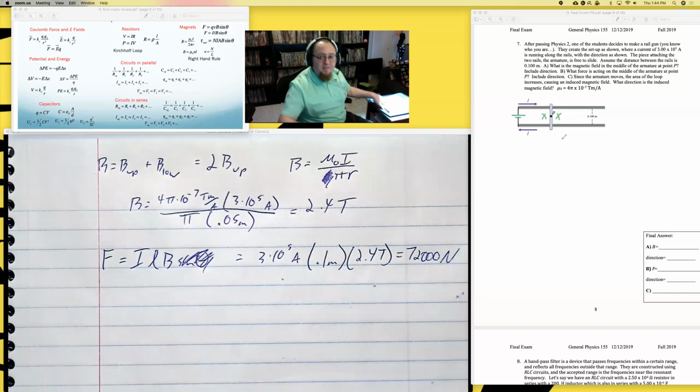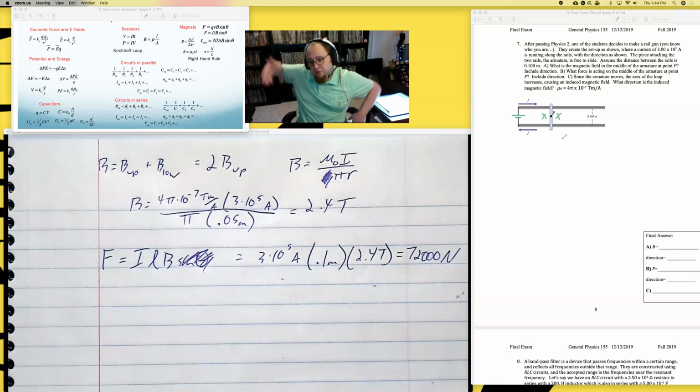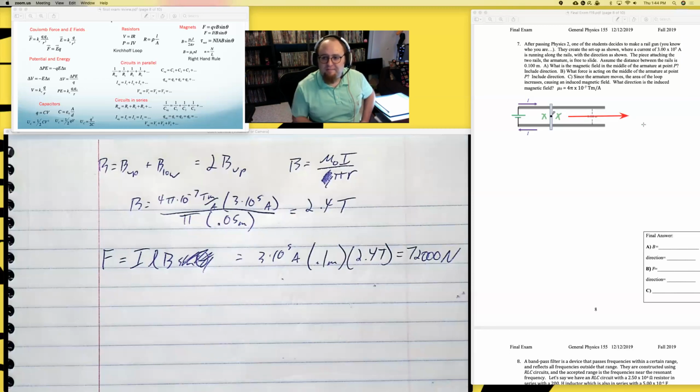Now, direction, that's right-hand rule. You put your hand in the direction of the current, which is down, and you curl your fingers in the direction of the magnetic field, which is into the page, and your thumb points in the direction. So the direction of the force is this way, and it's to the right.